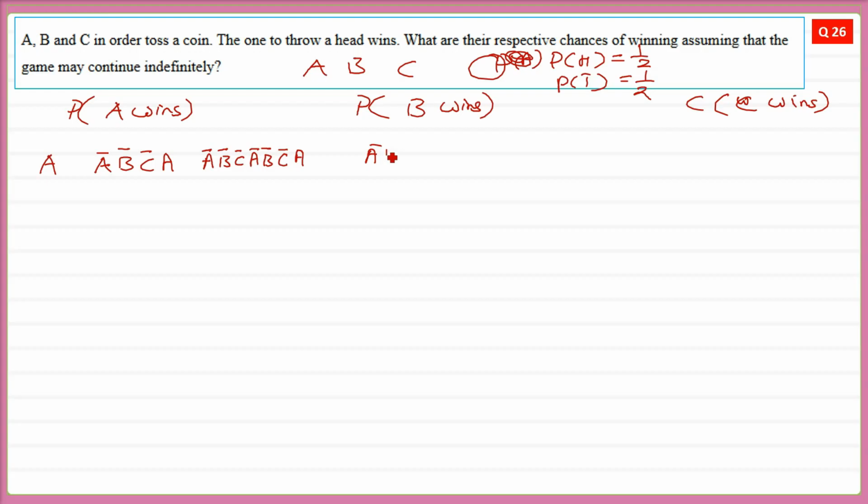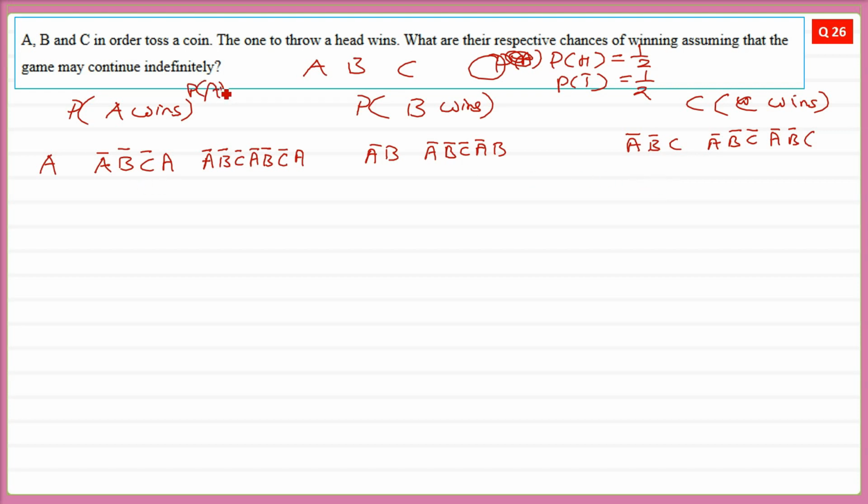Coming to B, A has to lose, then B wins. Then A loses, B loses, C loses, then again A loses, then B wins. You can do the third one. Let's come to C. A loses, B loses, then C wins. Or A loses, B loses, C loses, A loses, B loses, then C wins. So this goes on and on.